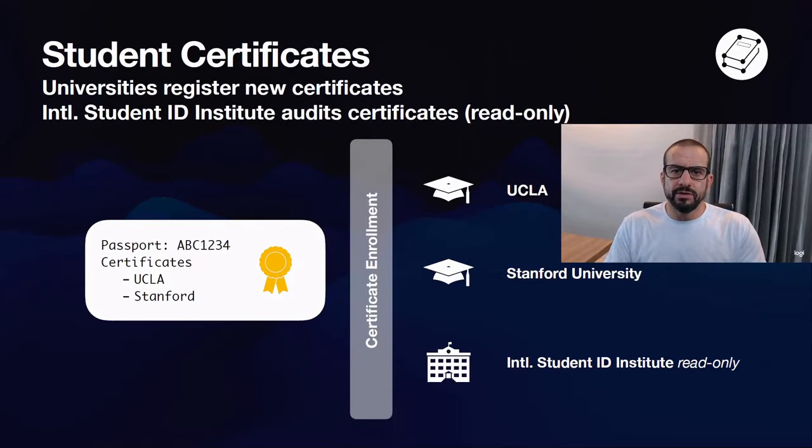The certificate channel will have three organizations. Two of those are simulating two universities, UCLA and Stanford University, and those are the ones that will be allowed to create new certificates inside the blockchain network. And the third one, which we'll call International Student ID Institute, will be read-only, just for auditing and receiving the information, and will not be allowed to create new certificates inside the network.